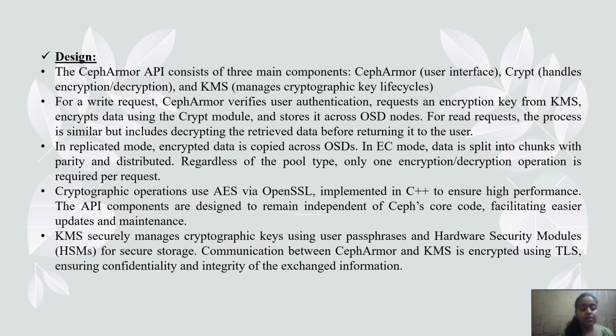Design. The CephArmor API consists of three main components: CephArmor, Crypt, and KMS. For a write request, CephArmor verifies user authentication, requests an encryption key from KMS, encrypts data using the Crypt model, and stores it across OSD nodes. For read requests, the process is similar but includes decrypting the retrieved data before returning it to the user.